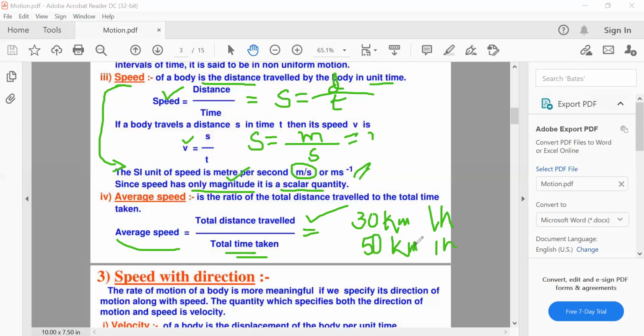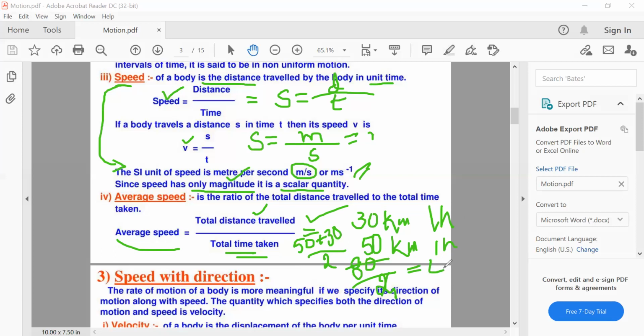Now I want to know the average speed of the bus. To calculate it, I take the total distance traveled. What is the total distance traveled? That is 50 plus 30, isn't it? So 50 plus 30 is the total distance. Then the total time taken is 1 hour plus 1 hour, that is nothing but 2 hours. Now 50 plus 30 can be written as 80, divided by 2, the total time taken, 2 hours. Now 2 fours are 8, isn't it?